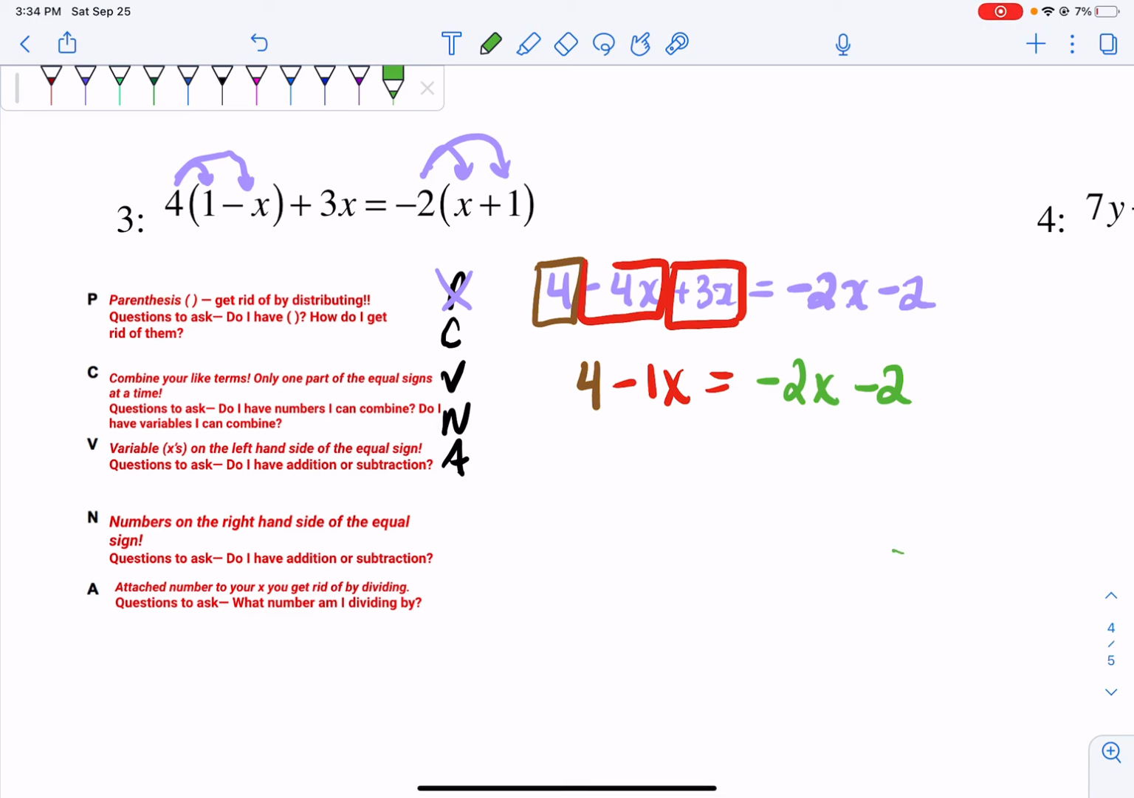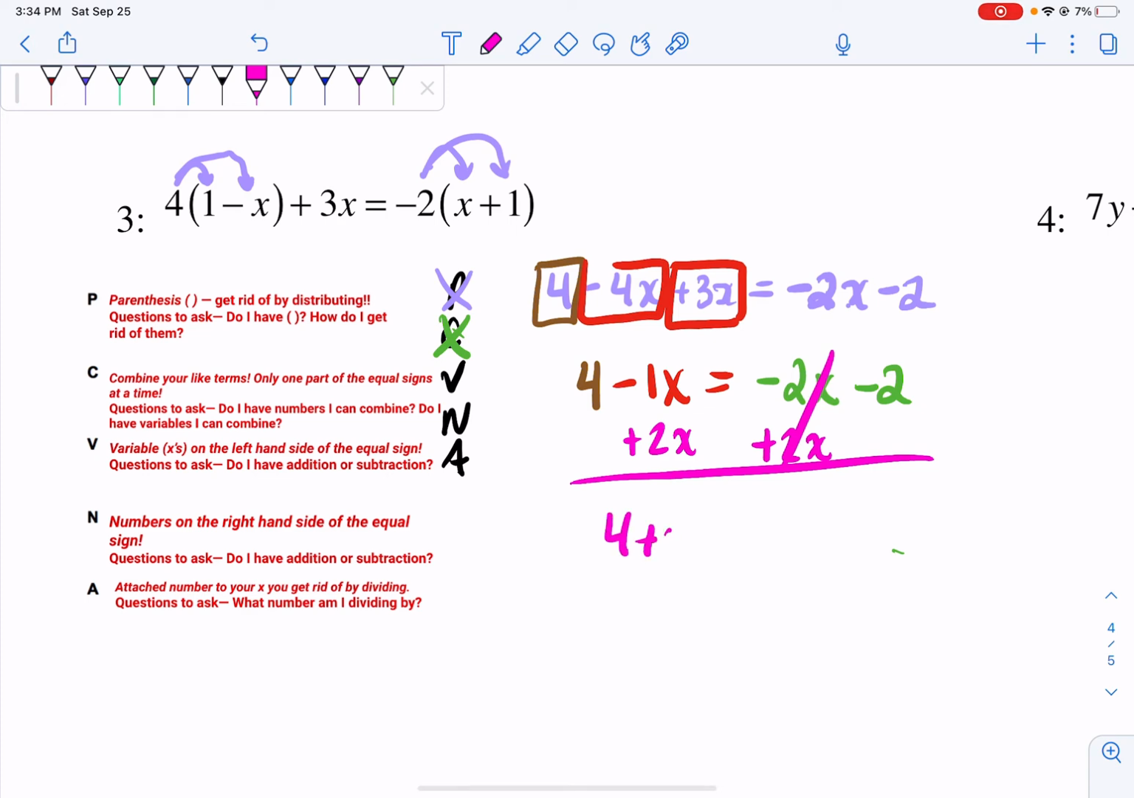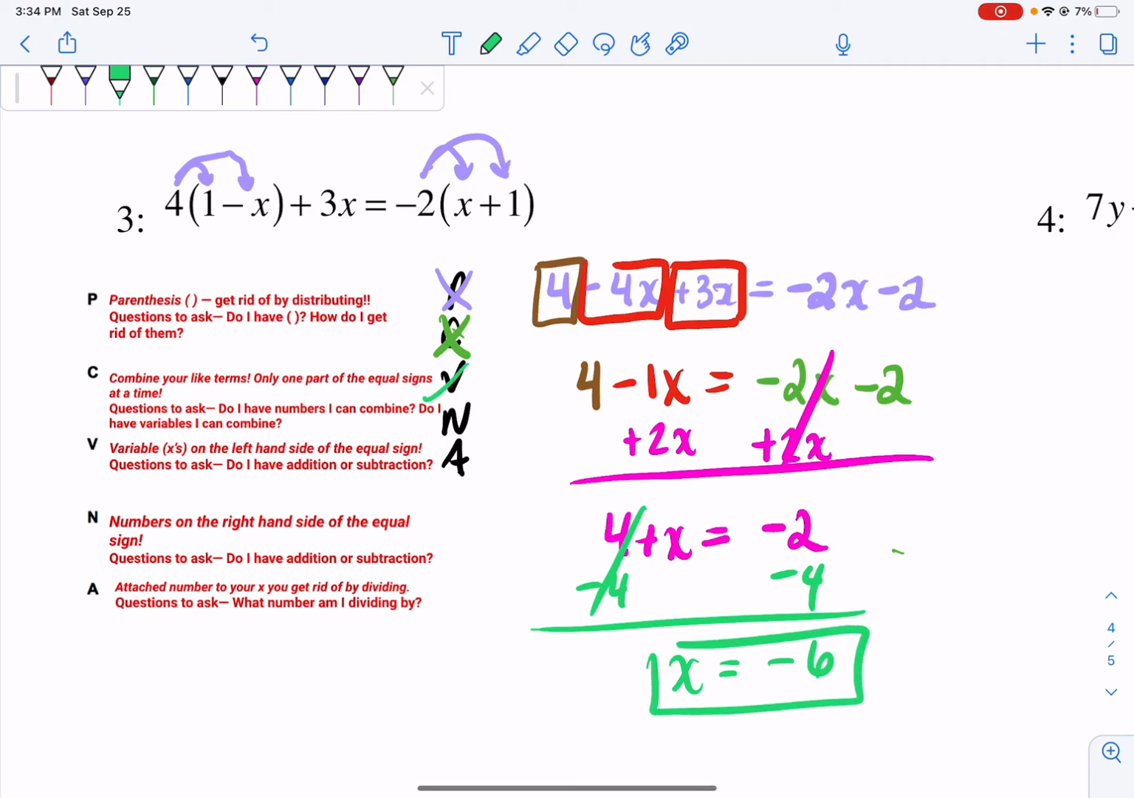So I want to ask myself, how do I get my x's on one side? What I'm going to do is add 2x to both sides of my equation. Negative 1x plus 2x is just x, so I have 4 plus x equals negative 2. Now I have to ask myself, how do I get rid of that 4? I'm going to subtract 4, and I get x is equal to negative 6. And that's my final answer.